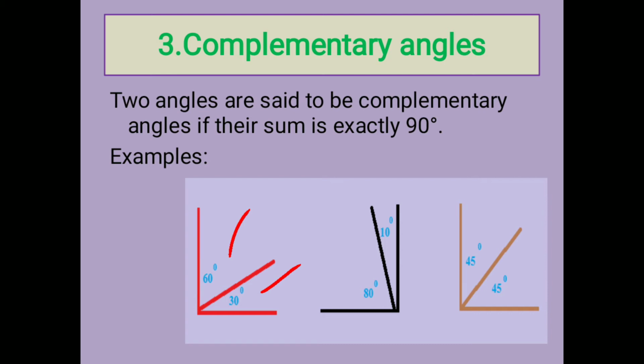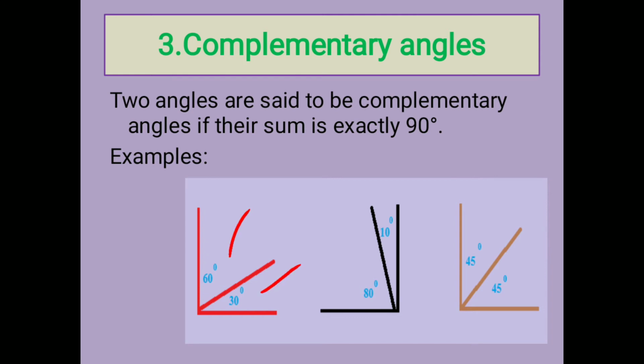You can see in the second figure, one of the angles is 80 degrees, another is 10 degrees. When we add them, that will be 90 degrees. In the third figure, both of them are 45, and if we add 45 and 45, that will also be exactly 90 degrees. So complementary angles will always have a sum of 90 degrees, not less than 90, not more than 90 degrees.